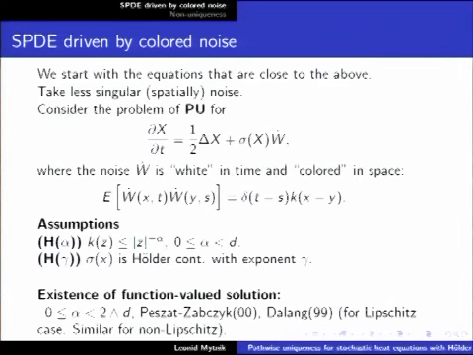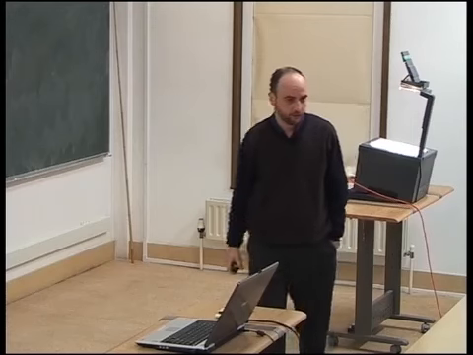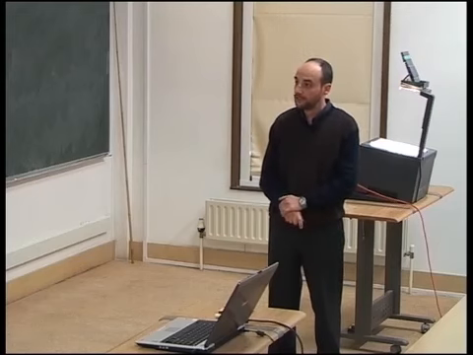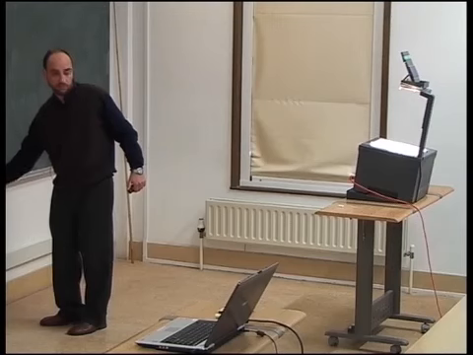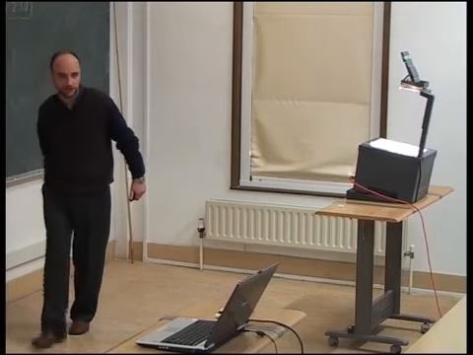Just a few words about existence of a function-valued solution. For alpha less than 2 minimum d, this existence was proved in a number of papers by Zabczyk, Dalang, and others. It was proved for the Lipschitz case, but the existence proofs can easily be transformed to the non-Lipschitz situation. So for existence, the Lipschitz condition is not essential. It's essential for proving uniqueness. Just keep in mind that alpha cannot be greater than 2, so alpha is less than 2 minimum d. We are always in this situation.